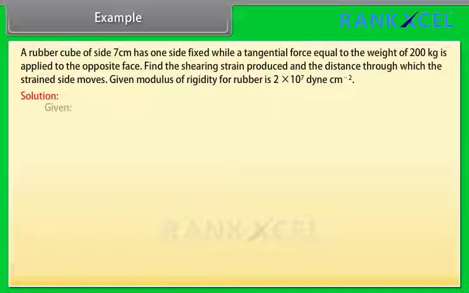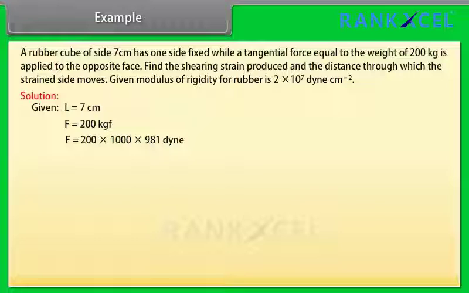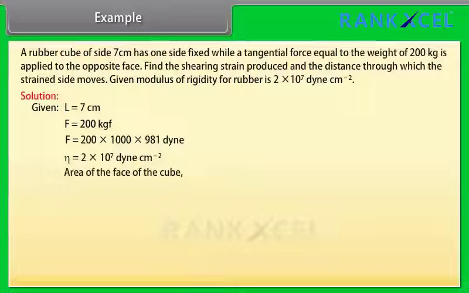Let's see the solution. Given L is equal to 7 cm and F is equal to 200 kgf. Converting the value of F into dynes, we get F is equal to 200 into 1000 into 981 dyne. Eta is given by 2 into 10 raised to the power 7 dyne per centimeter square. We know that area of the face of the cube A is equal to L square. Putting the values of L into the above equation, we get A is equal to 7 into 7 centimeter square, which is equal to 49 centimeter square.